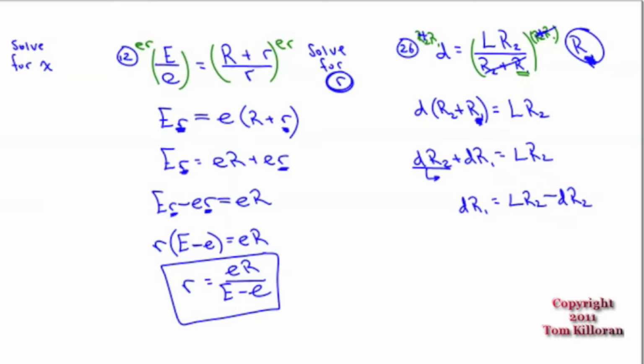You start factoring out R2, and all of a sudden you start solving for R2, and things get weird. You're trying to solve for this variable over here. So the only thing I need to do is divide by D, and you get R1 equals a fraction, D in the bottom, LR2 minus DR2. And you're done. So those aren't horrible. They're just manipulating fractional expressions.